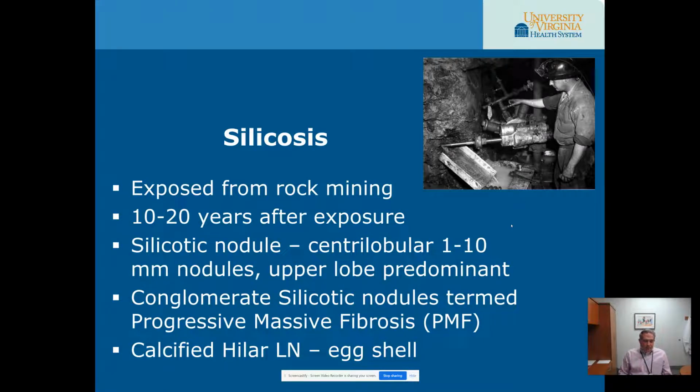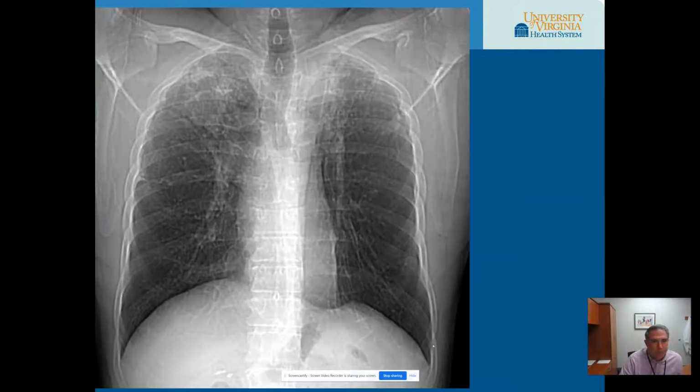Both of these, asbestos and silicosis, involve a prolonged, long exposure, and then there's quite a long delay before the classic radiographic findings show. Centrilobular nodules, upper lobe predominant. You can get collections of these nodules that coalesce together. They can have some little calcified bits in them, and they can form these larger masses when they conglomerate, and that diagnosis is called progressive massive fibrosis. Also can have calcified hilar lymph nodes, sometimes in an eggshell pattern.